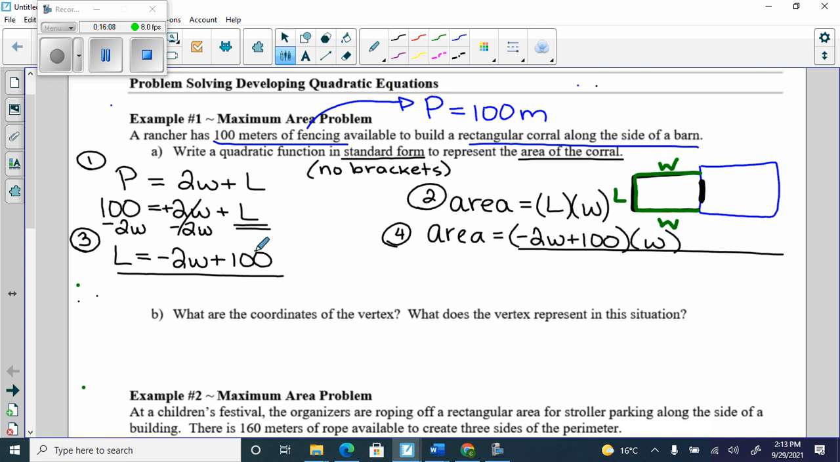Now to get to standard form, I just said it can't have brackets, correct? So what do I do after this? Distribute.